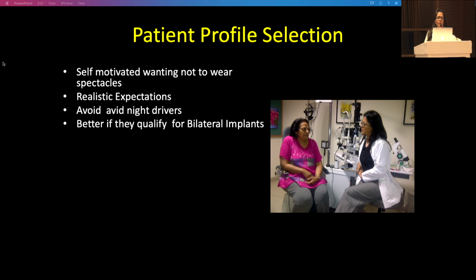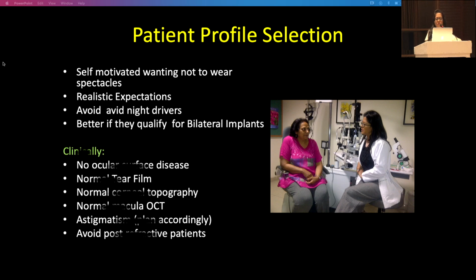How do you select the profile? Select patients who are self-motivated. You don't want to waste too much time pushing the patient to have a presbyopic lens and then have a patient who's not so happy with the results. If he's an avid night driver, I'm talking about initial selection. Later, of course, it doesn't matter because you have EDOF and other choices, but you would want to keep this kind of patients for your later practice. Better to do bilateral implants, because then the outcome and the neural adaptation is much faster.